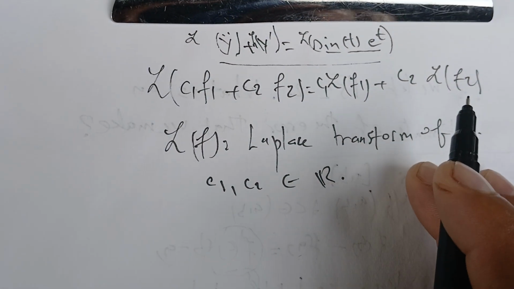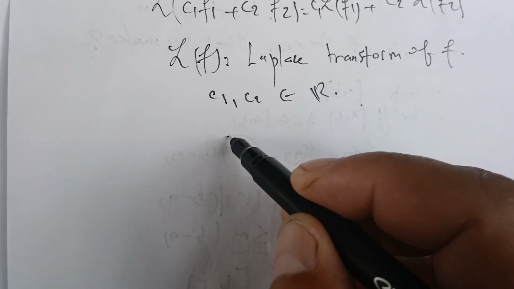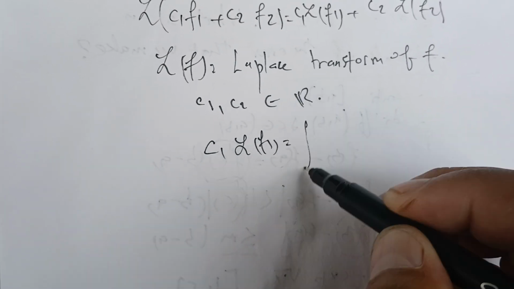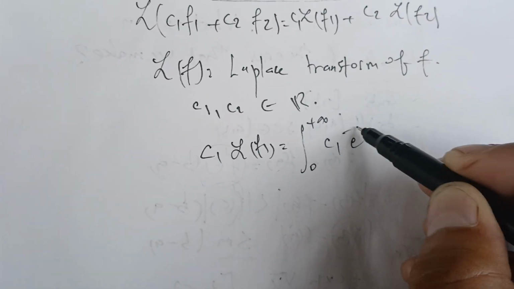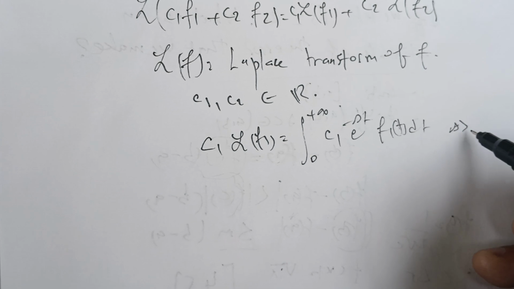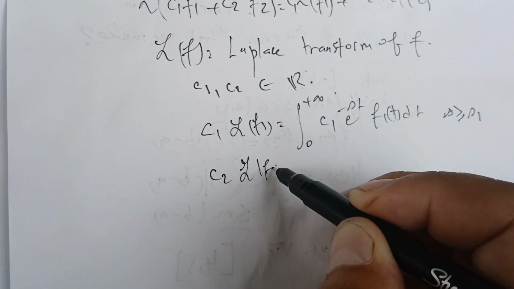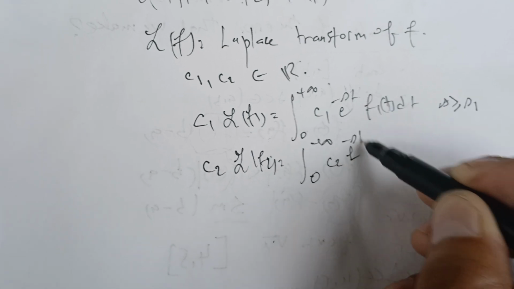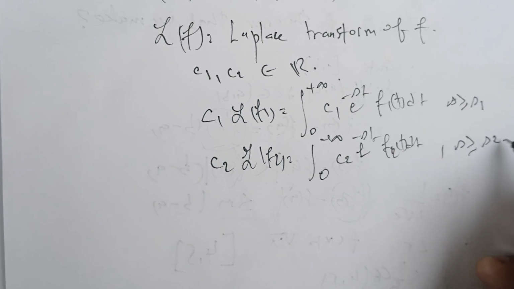And to prove this result here, we assume that c1 Laplace of f1 is the integral between 0 and infinity of c1 e^(-st) f1(t) dt. This one exists for some s bigger than s1. And c2 Laplace of f2 is the integral between 0 and infinity of c2 e^(-st) f2(t) dt. This one exists for some s bigger than s2.